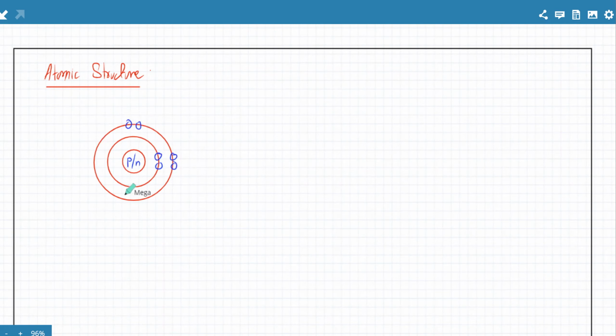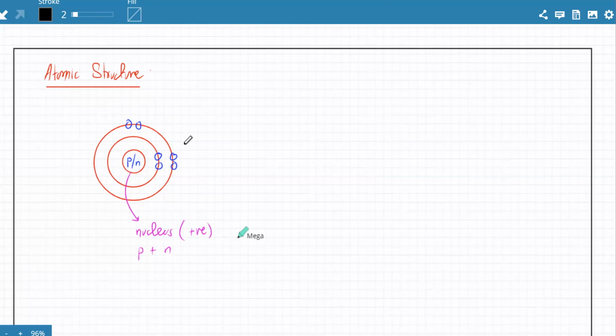So it's like you have a positively charged nucleus because it has protons and neutrons. Protons have positive charge, neutrons have no charge, which is why the nucleus of the atom is positively charged. So the center of the atom is a positively charged nucleus, and it attracts electrons all around it.